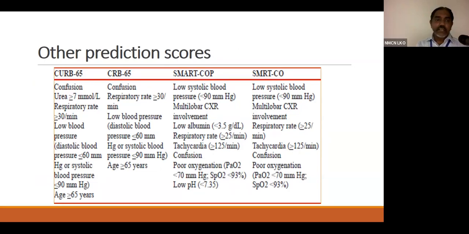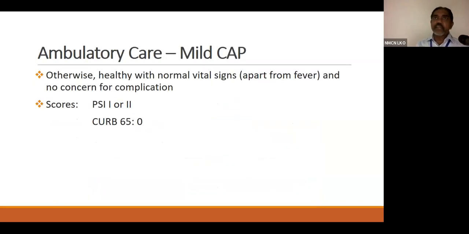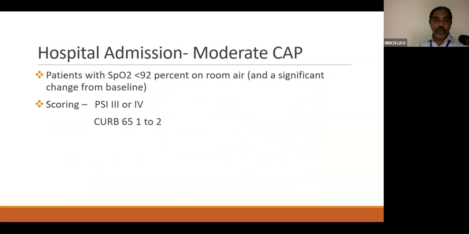IDSA criteria. So ambulatory care, that is outpatient care, should be offered to patients who are otherwise healthy, do not have any comorbidities, and have a PSI class of 1 or 2, or a CURB-65 score of 0.